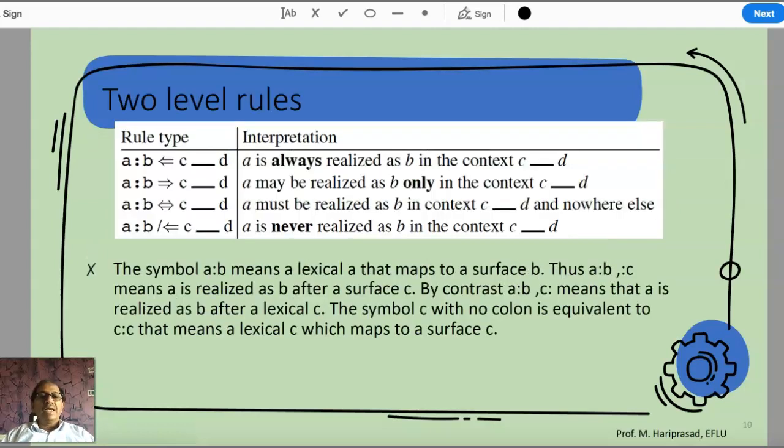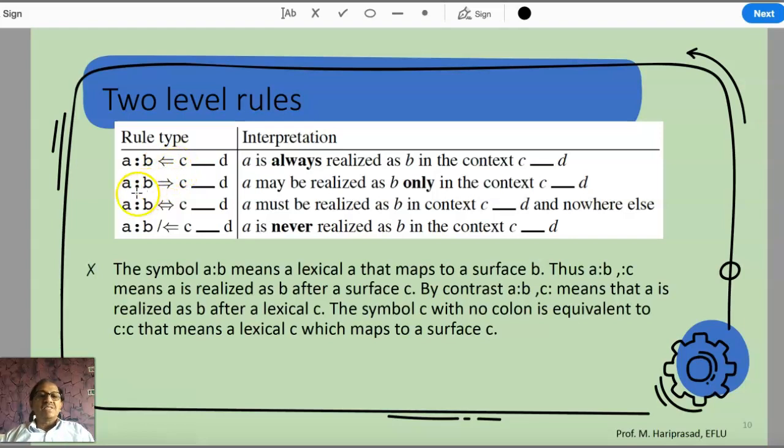How are the two-level rules represented? Here is a rule: A changes to B. Okay, in this context, that is, A is preceded by C and followed by D, then A changes to B. That means if the word is CAD, it becomes CBD, and this is always this, right? It's always realized as this.